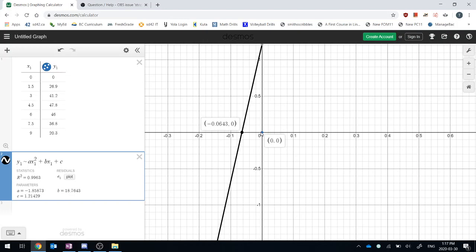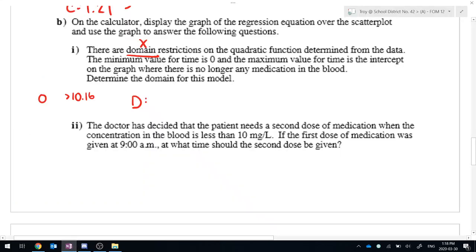For the purpose of this question, I'm going to say my domain starts at 0, okay? Although technically the line goes back here, I'm going to stick with this one, okay? All right, so yeah, 0 to 10.16. So we're going to say the domain is t such that 0 is less than or equal to t, which is less than or equal to 10.16, and t is an element of the real numbers. Okay, so that would be our domain for that one.